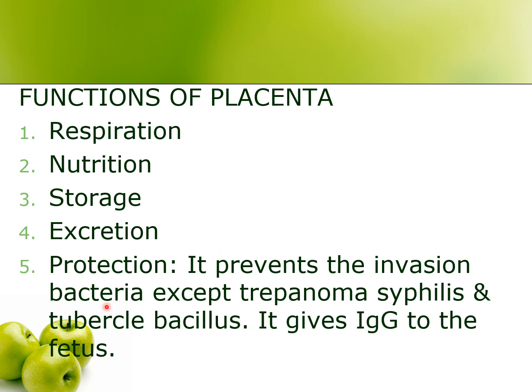And another one is protection. It prevents the invasion of bacteria except Treponema syphilis and tubercle bacilli, and it gives IgG to the fetus. I have already told you about the placental barriers. Layers of cells are separating the maternal blood and the fetal blood. So these 4 layers will filter almost all the microorganisms except the microorganisms of syphilis and tuberculosis, and it will unfortunately pass the viruses, and it gives immunoglobulins also to the fetus.